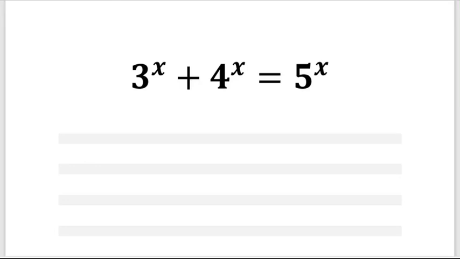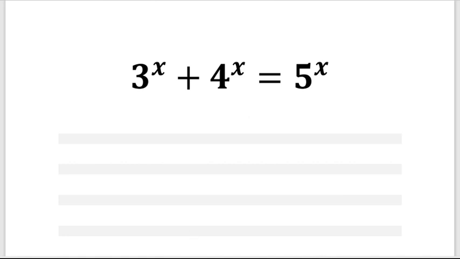Today I'm going to show you how to solve this easy but difficult problem. If you look at this, you can easily make a guess that x is 2, which is one of the solutions, and that will be correct because 9 plus 16 is equal to 25. So one of the solutions for x is actually 2, but today I'm going to show you the difficult part, which is actually solving to get this 2 and not just making a guess.